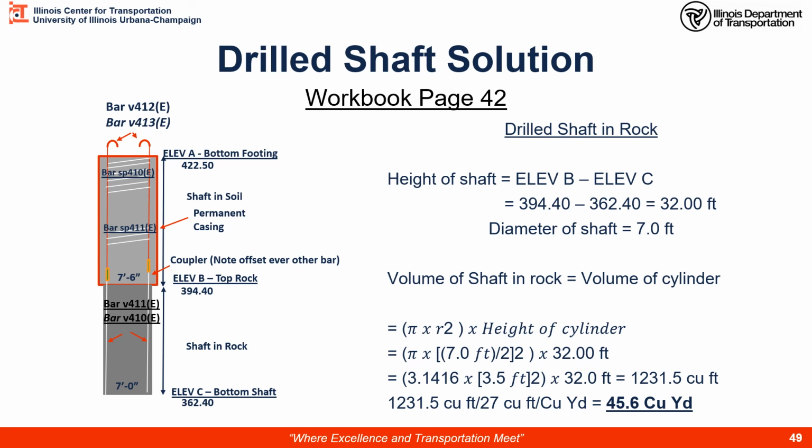Next, we're going to determine the volume of concrete in the drilled shaft and rock. Again, we got elevations here, so we take that difference. It's 32 feet. Notice that this diameter is a little bit less because there's a different bit that comes down to drill into rock. Again, use our formula, pi times r squared, height of the cylinder. In this case, we got to divide 7 by 2 and then square it times 32. And we end up with 45.6 cubic yards of concrete, shaft, and rock.